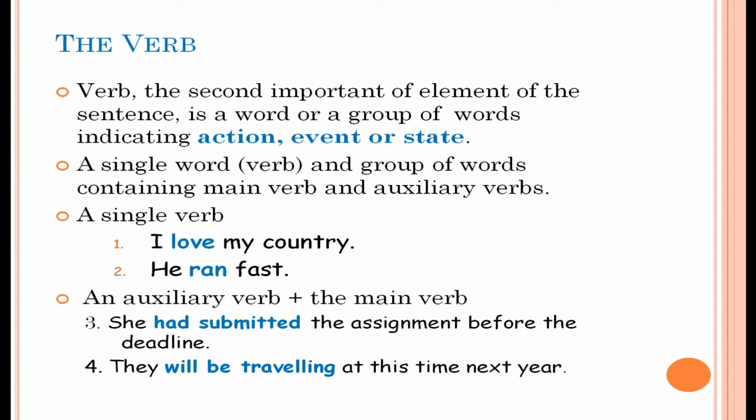In the third sentence, she had submitted the assignment before the deadline. The word had is an auxiliary verb or helping verb and submitted is the main verb. In the same way, in sentence number 4, they will be traveling at this time next year. Will be is the helping verb and traveling is the main verb.